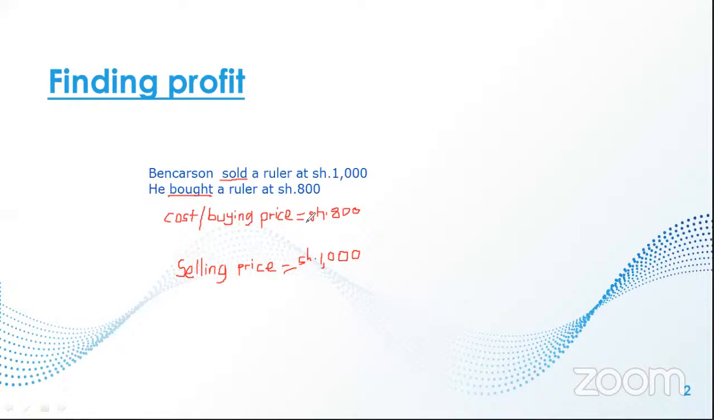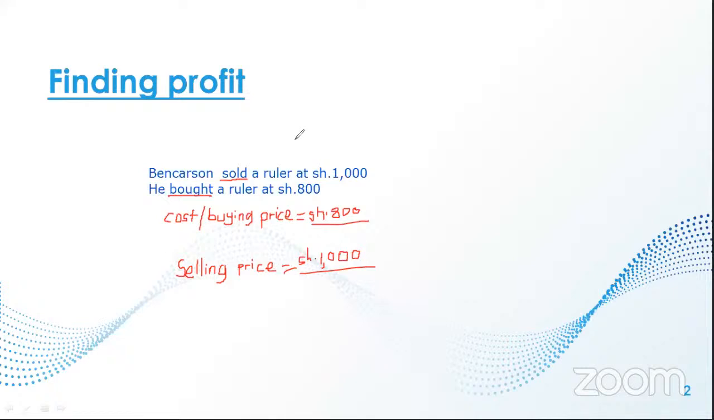After going to school, you got a friend who wants a ruler, and you sold the ruler to a friend at 1,000. So that means you have got more money. Remember, you bought it at 800, but you came here and sold it at 1,000. So it means you have got more money. So how much extra money have you got in this ruler?